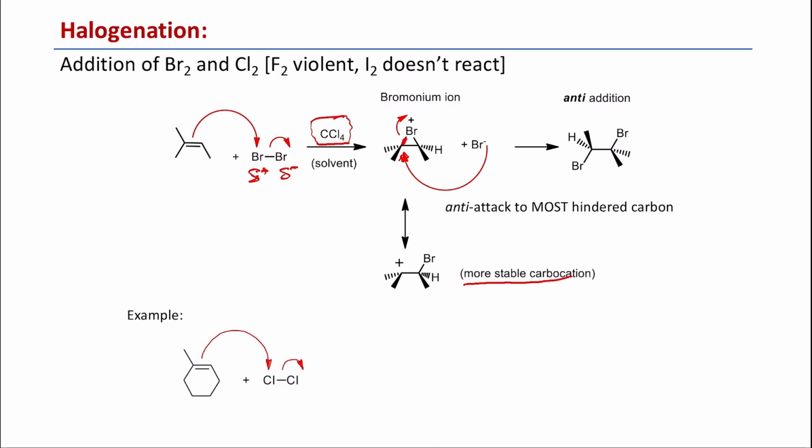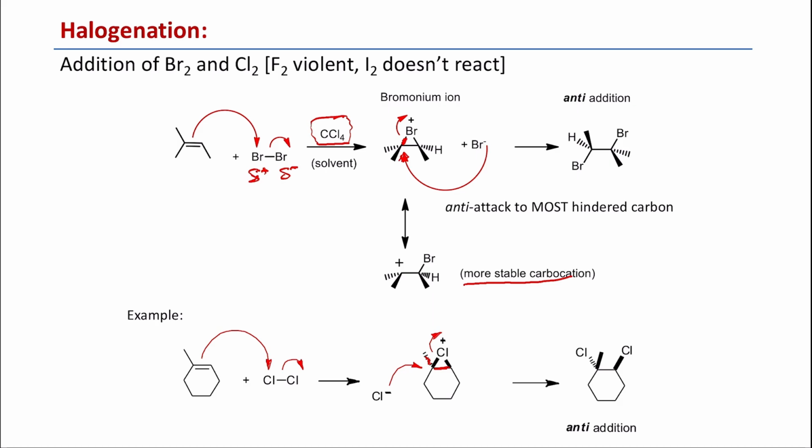Another example, you can see the addition of chlorine to this 1-methylcyclohexene. This is also going to be an anti-attack, and it's going to add the other chloride with the negative charge to the most hindered carbon. We're going to apply the Markovnikov rule. So the first intermediate is going to be the chloronium ion, which gives you this cyclic structure, and then the other chloride will attack the most substituted carbon here, following the Markovnikov rule, and that will give you the anti-addition product.